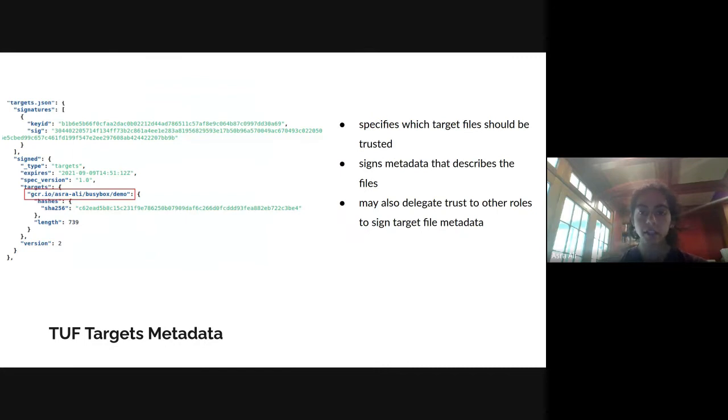And then the targets, a little bit simpler here. You see the signatures at the top and the signable content for targets below. In red, there's the actual target that I'm trying to sign, and along with it is a hash of it and the length of it. So that's just some metadata about the file that we're signing. That one's pretty simple, just a list of targets that we want to sign. This could be extended. It can also delegate trust to other roles to sign these target metadata, but that's a little bit more complicated. We can just think of it like this.